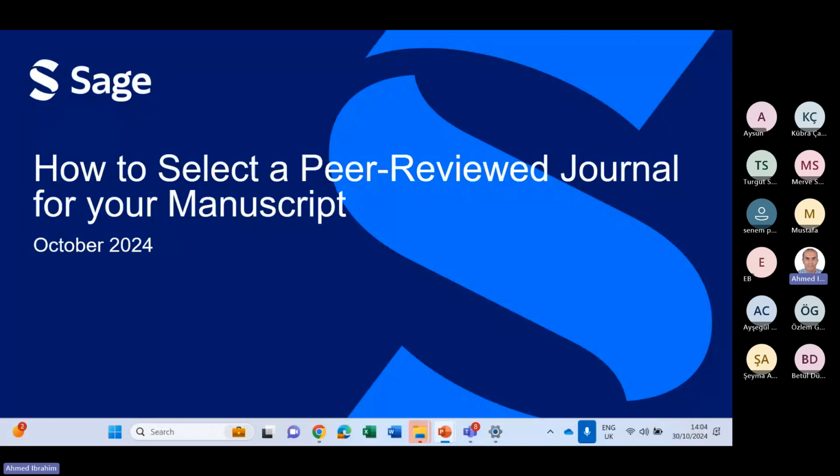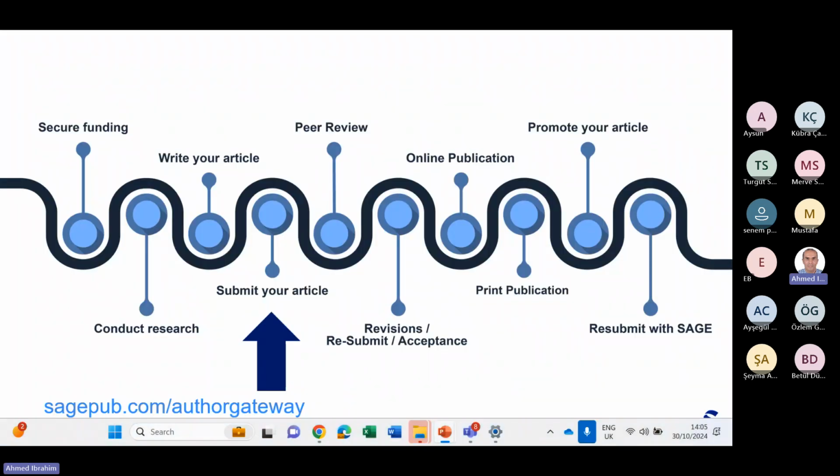One of the important topics is how to select a peer-reviewed journal for your manuscript. This is a journey all researchers pass through when deciding to write an article and publish it in an eminent journal. Start by securing funding, then conducting the research, followed by writing your article, and then you think to submit this article to an eminent journal. This is the step we are talking about today.